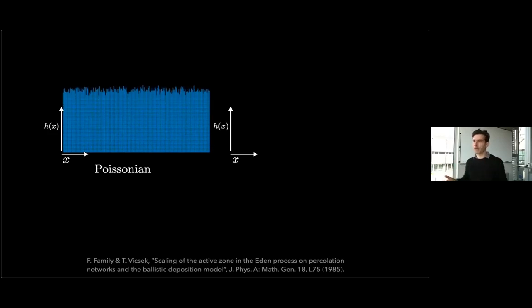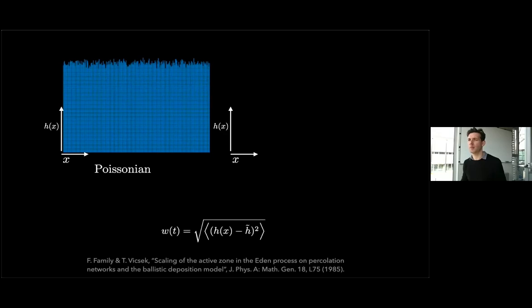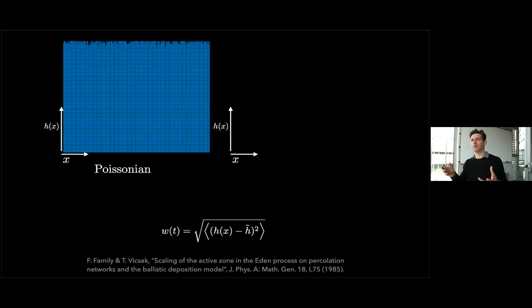Among many ways, a way to characterize this type of growth is by measuring the mean roughness of the interface. It's basically the average of the standard deviation of the height, which I will call the roughness, and see how it evolves in time. For example, in the case of the random deposition model, which is the simplest that I can think of, it follows a scaling law with time, in which this beta will be 0.5. Very reproducible, very simple.